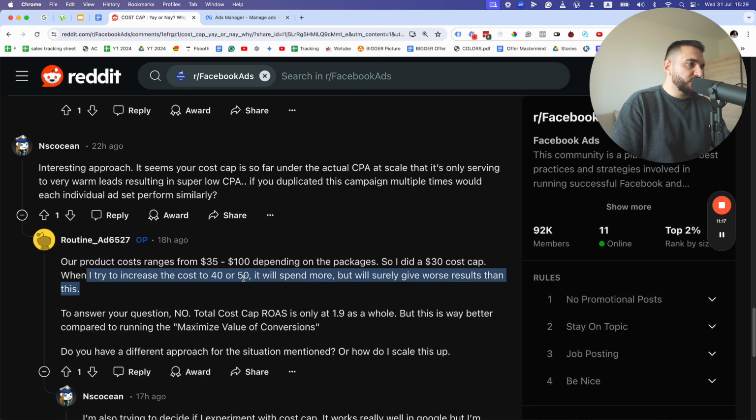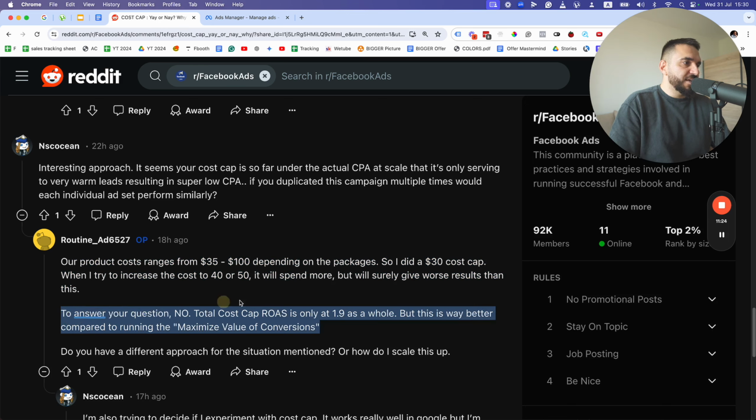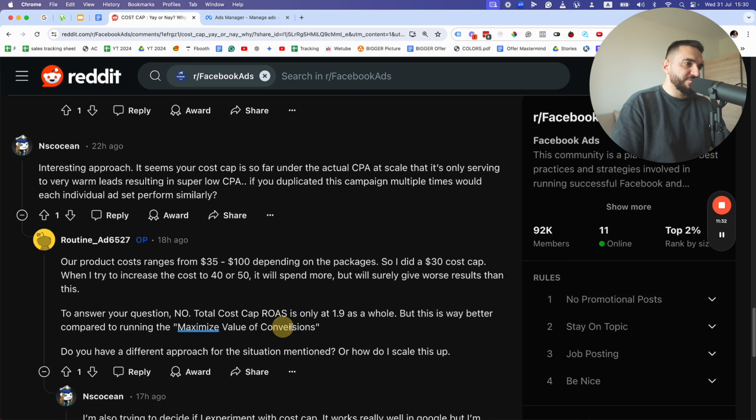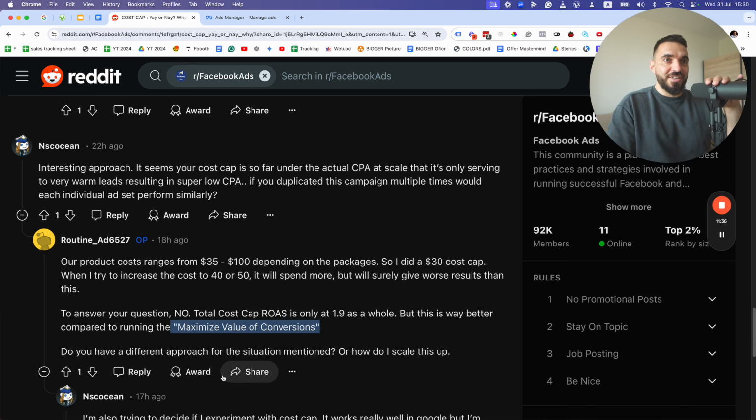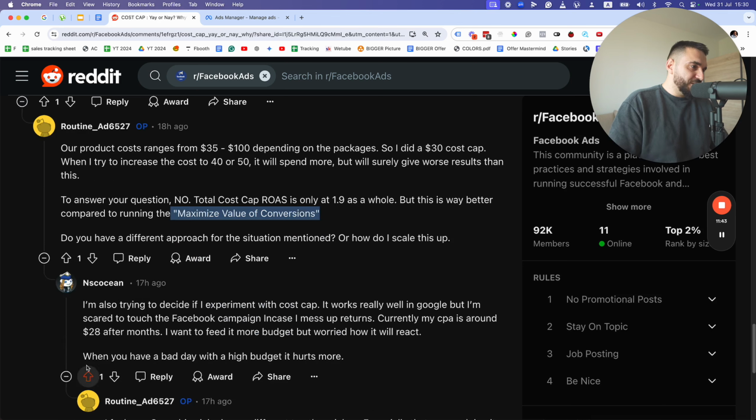When I try to increase the cost cap to 40 or 50, it will spend more, but it will surely give worse results than this. The answer to your question, no. Total cost cap ROAS is only at 1.9 as a whole, but this is way better compared to running maximized value or conversions. And I agree with that. Actually, after reading this Reddit, I might go on my Facebook ad account and change my strategy totally. So yeah, definitely cost cap.